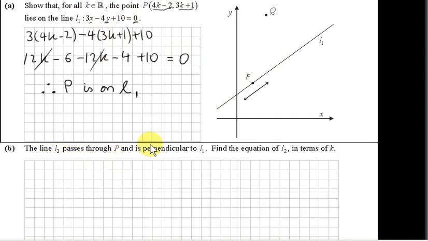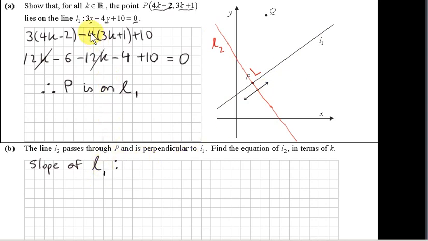The line L2 passes through the point P and is perpendicular to L1. Find the equation of L2 in terms of k. Here is a rough picture of L2. To get the equation of L2, we have to get the slope of L2. To get the slope of L2, we have to get the slope of L1.